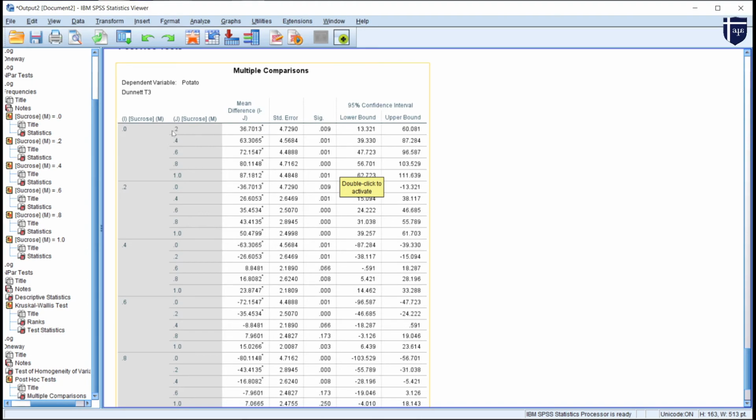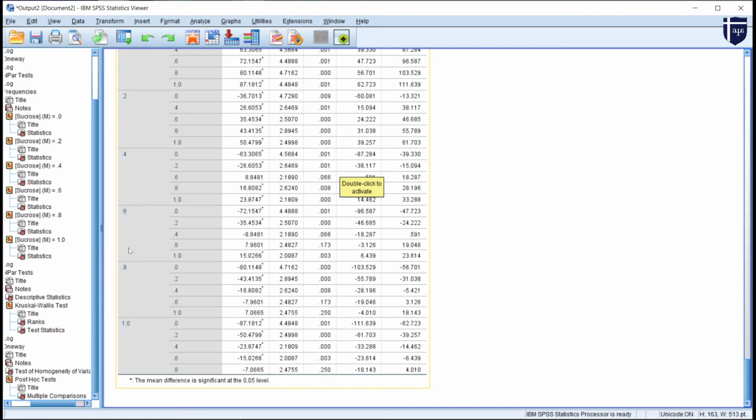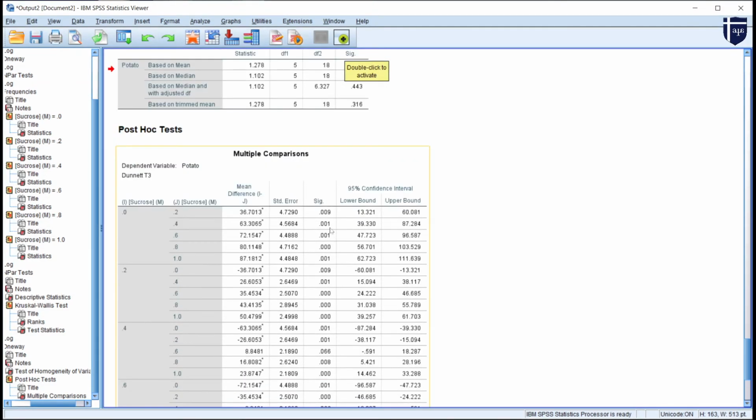And it looks like everything is different from everything else except for 0.4 to 0.6 is not different. 0.6 to 0.8 is not different. And 0.8 to 1 is not different. But other than that, everything's different from everything else. And again, a quick way of looking at that is the significance level here, if it's less than 0.05.